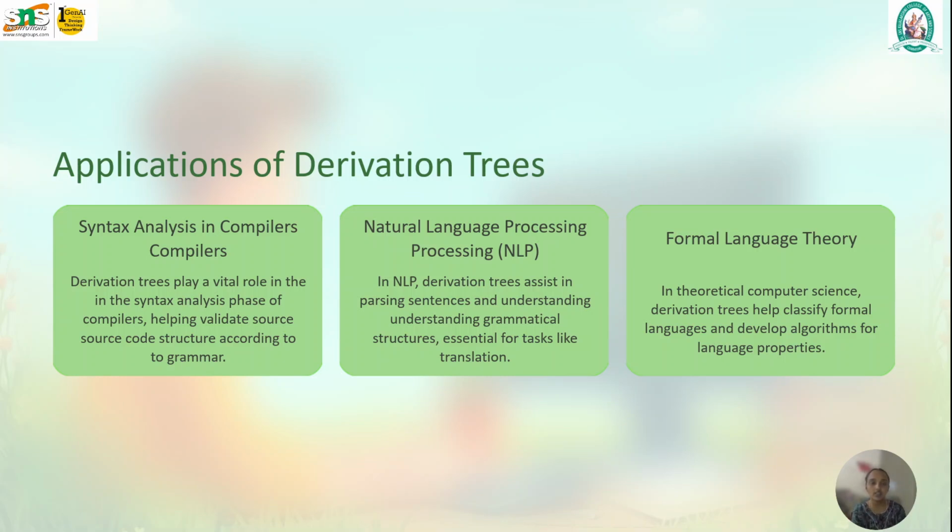The next one, natural language processing. Derivation trees assist in parsing sentences and understanding grammatical structures. The third one is formal language theory. In theoretical computer science, derivation trees help classify formal languages and develop algorithms for language properties.